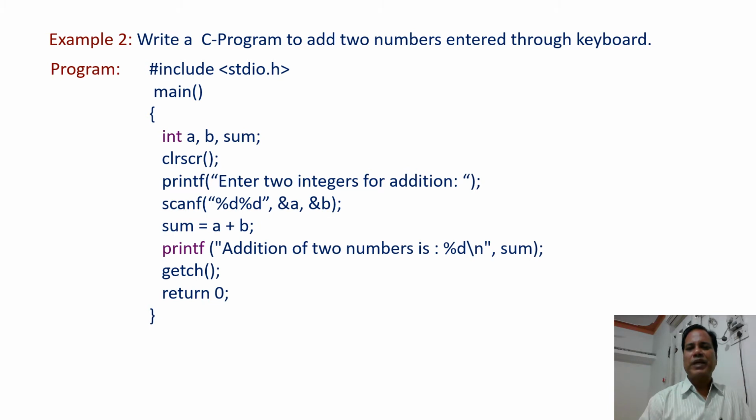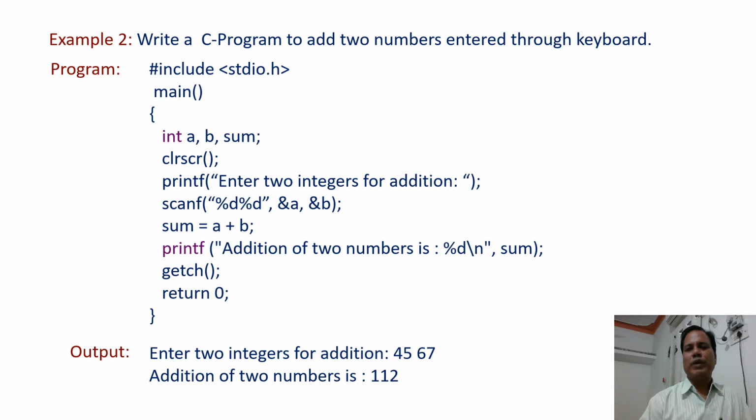And getch again brings the output screen, and the return statement is written at the last just to show that everything is right. So in this way this code is entered in the file of the C compiler, and then it is run. When it is run, we get the output like this one.